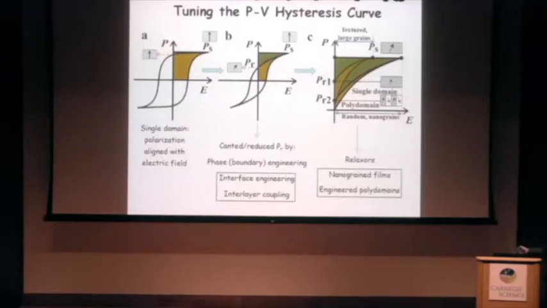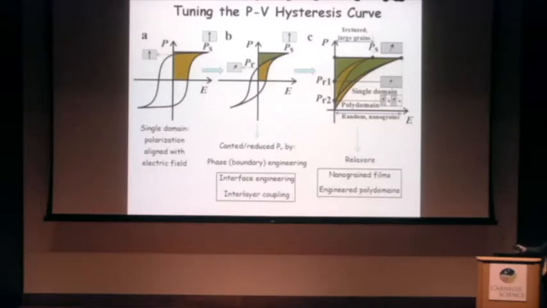If you want to change this hysteresis loop, let's say we still make the film homogeneous, a single phase, single domain film, and you want to get a different PV loop, you can change the phase. You can change it from tetragonal to rhombohedral. So now you apply a 001 electric field.